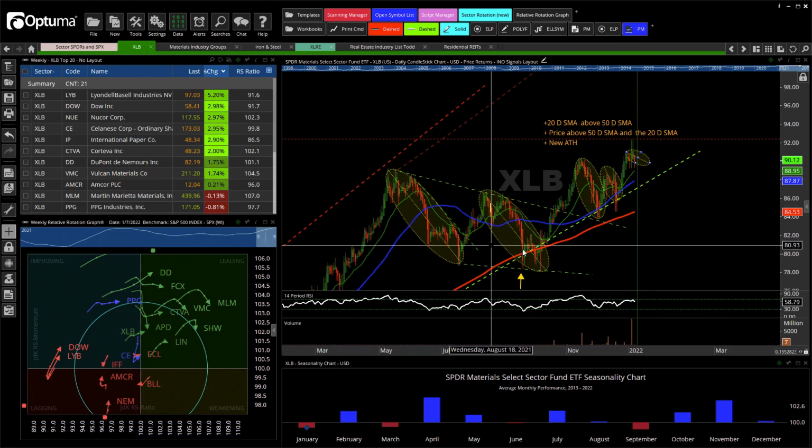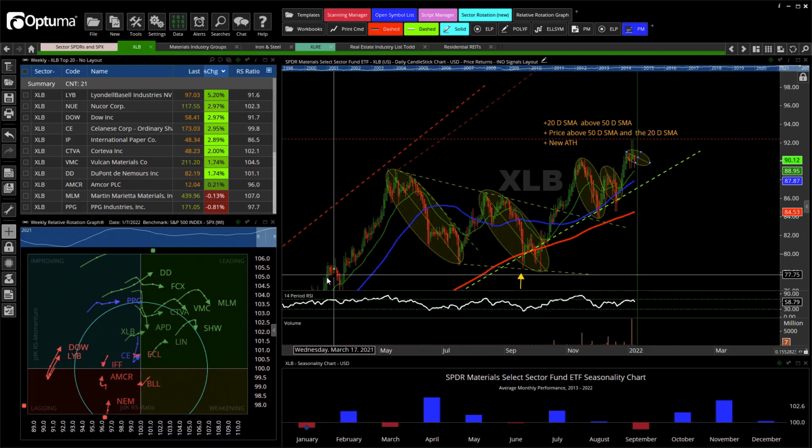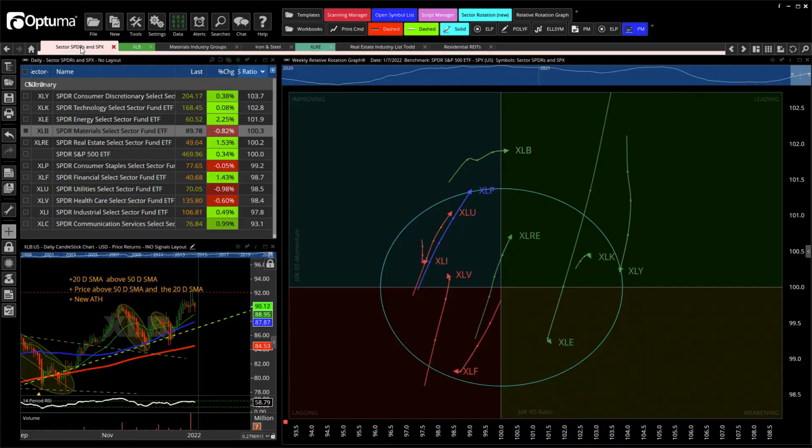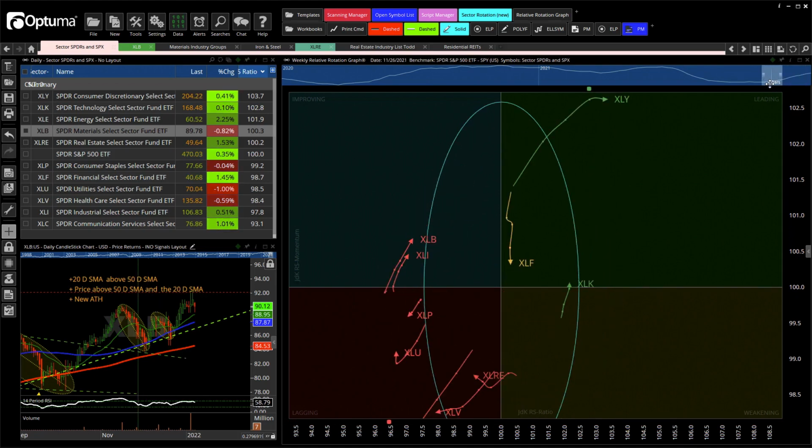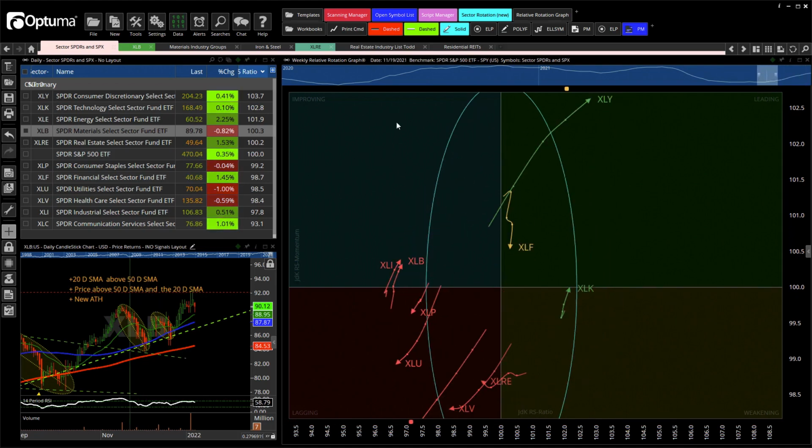But I'd rather take a look at what's happening in the price performance. Again, I want to look and see what's happening back here in the overall sector. And we can see, if I animate this back, the materials sector originally, I'm going to go back to mid-November.